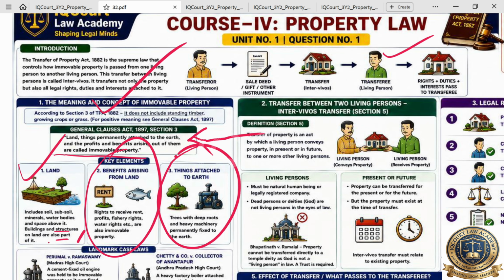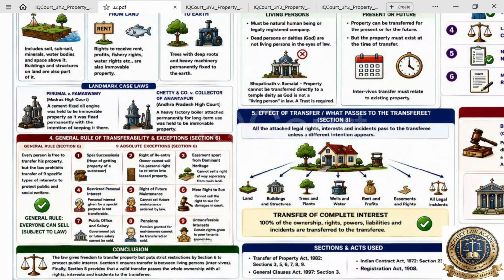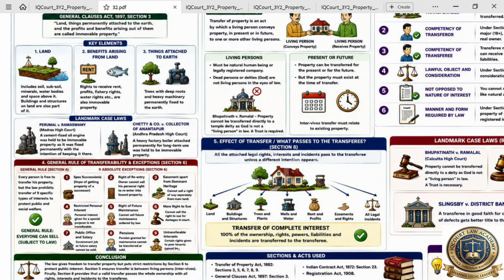Also things attached to the earth. So if you are selling the land, trees, machinery, everything gets transferred to the transferee. It should be only between living persons. You can transfer property later or in the present, but the property should exist. The general rule says you can sell anything, but there are exceptions. When you sell the property, land, building, trees, everything gets transferred to the transferee.